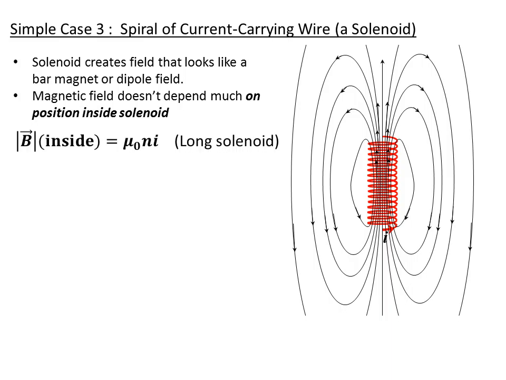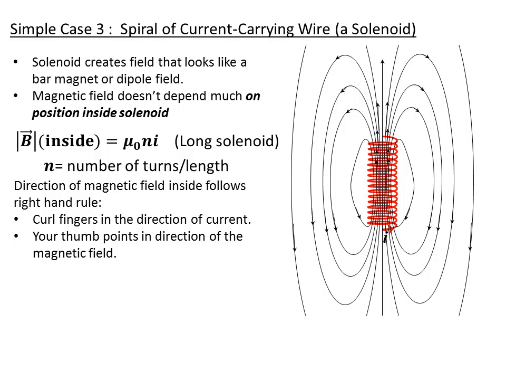As a matter of fact, in the case where the solenoid is very long, the field inside the solenoid does not depend on parameters like the radius of the solenoid or the length of the solenoid. It depends simply on mu0, which is the permeability, times n, which is the number of turns per length, times the current. The direction of the magnetic field inside follows the right-hand rule as for the loop. So you curl your fingers in the direction of the current and your thumb points in the direction of the B field.